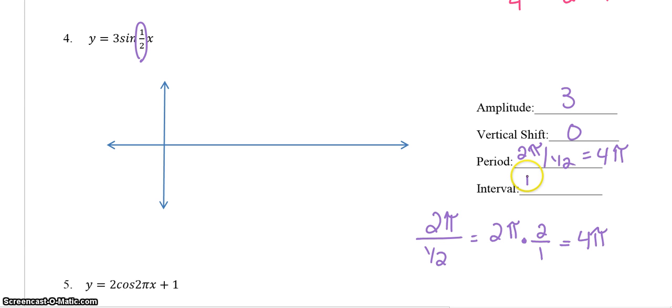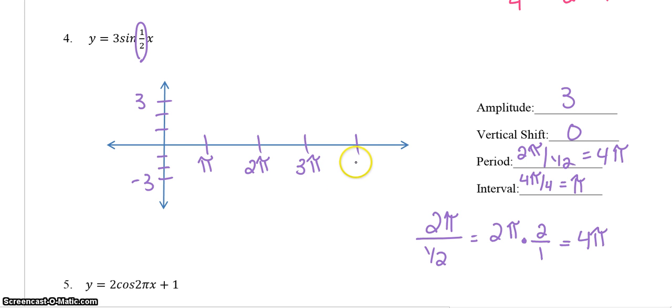And now for our interval, I'm going to do 4 pi divided by 4, which will just be pi. So we can get our graph set up here at an amplitude of 3. Then I need my 4 tick marks here. The interval is pi, so we're going to start at pi. And then we've got pi plus pi would be 2 pi. 2 pi plus pi is 3 pi. And 3 pi plus pi is 4 pi, which matches our period, so that's good. We know we did it right.